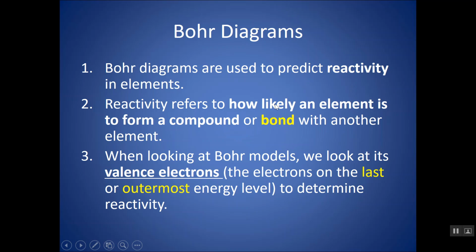And the valence electrons will give us some information about how likely an element is to form a compound or bond with another element. The valence electrons are the outermost electrons, or the electrons in the energy level or electron shell that's furthest from the nucleus. And you might hear me use the term electron shell, or you might hear me use the term energy level, and those terms are interchangeable.